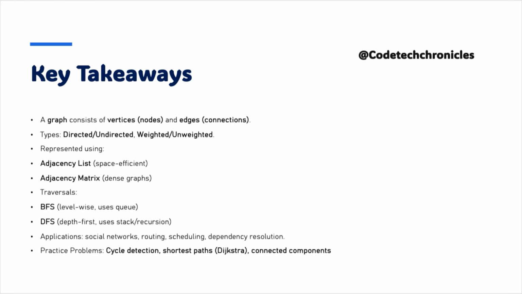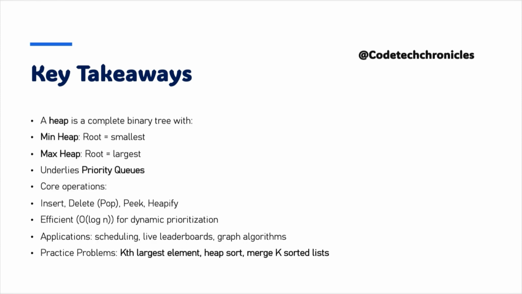Let's recap graphs. A graph consists of vertices and edges, with types directed, undirected, weighted, and unweighted, represented using an adjacency list or matrix. For traversal, we use BFS with queues or DFS with stacks or recursion. Key problems we solve with them are cycle detection, shortest path, and component discovery.